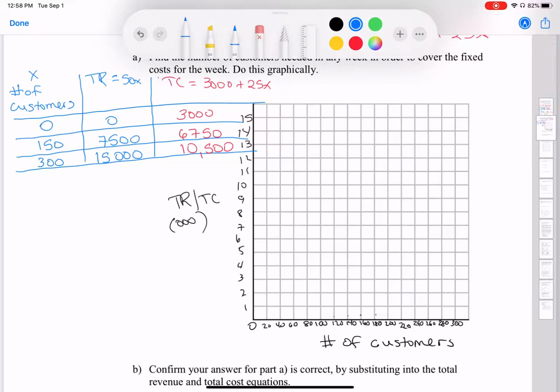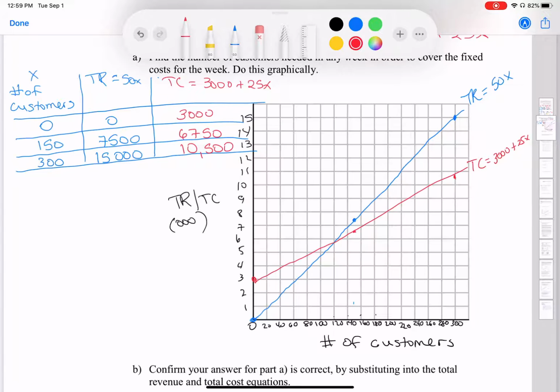All right, and now we can graph our two lines. For our revenue, we have 0, 0, 150, and 7,500. And 300, 15,000. Okay, and we can draw our line. And this is total revenue is equal to 50x. Costs, 0, 3,000, 150, and 6,750. And 300, 10,500. And this is total cost is 3,000 plus 25x.